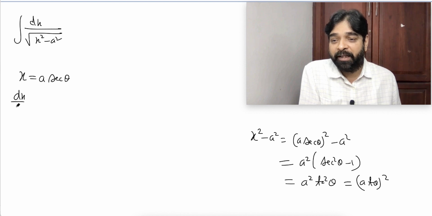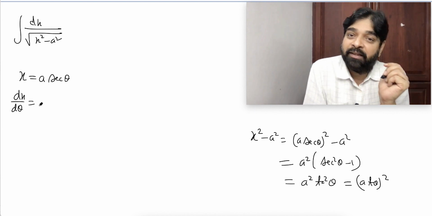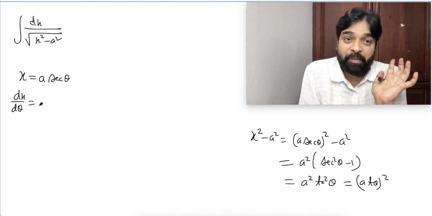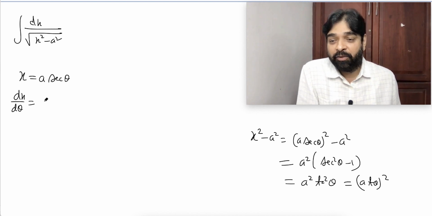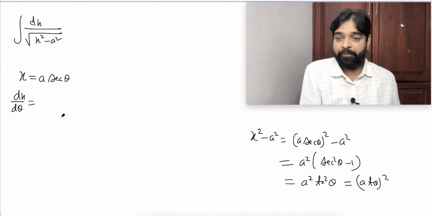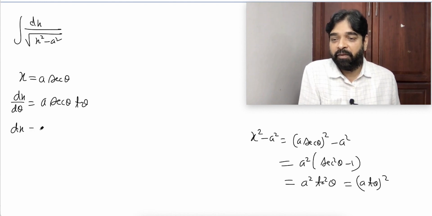From here, differentiation, because we also want the dx value. So dx by d theta will be equal to a times secant theta differentiation. Some people forgot it, sir. That's why I told you the formula should be remembered. Secant theta differentiation is secant theta tan theta. So dx equals a secant theta tan theta d theta.